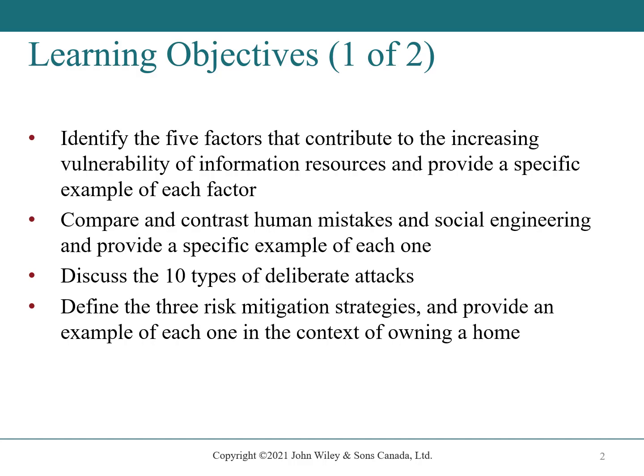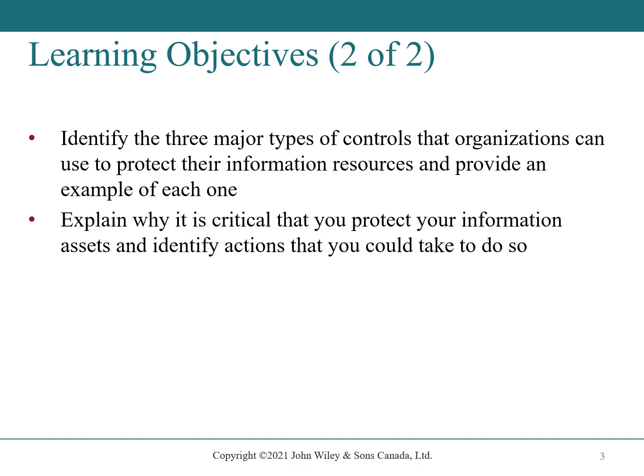Learning Objectives. Identify the 5 factors that contribute to the increasing vulnerability of information resources and provide a specific example of each factor. Compare and contrast human mistakes and social engineering and provide a specific example of each one. Discuss the 10 types of deliberate attacks. Define the 3 risk mitigation strategies and provide an example of each one in the context of owning a home.